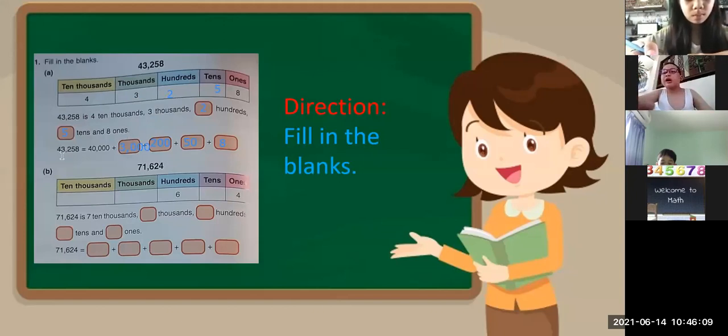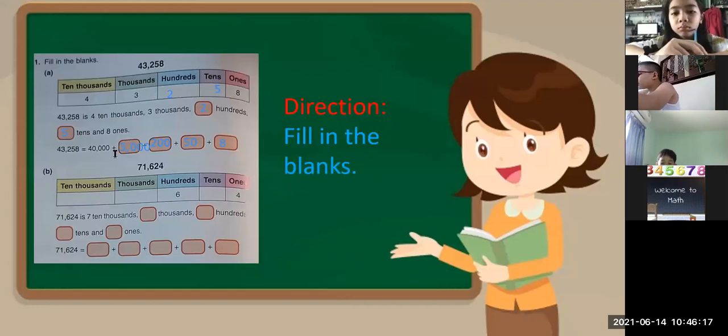In expanded form, 43,258 is equal to 40,000 plus 3,000 plus 200 plus 50 plus 8.